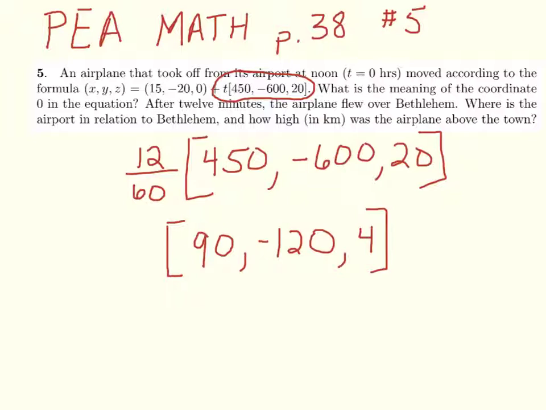So the airplane in 12 minutes moves 90 kilometers in the x direction, 120 kilometers in the negative y direction, and 4 kilometers up. So to answer the question, that is where the airport is in relation to Bethlehem. It's 90 kilometers in the x direction and negative 120 in the y direction. And how high is it above the ground? 4. So that's it. That answers our questions. Questions there? That's it.